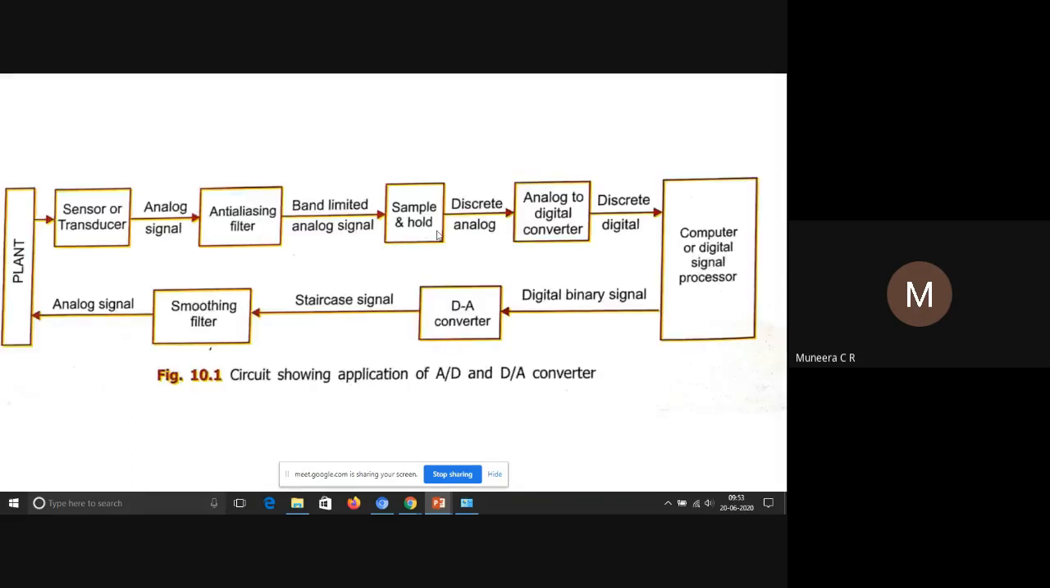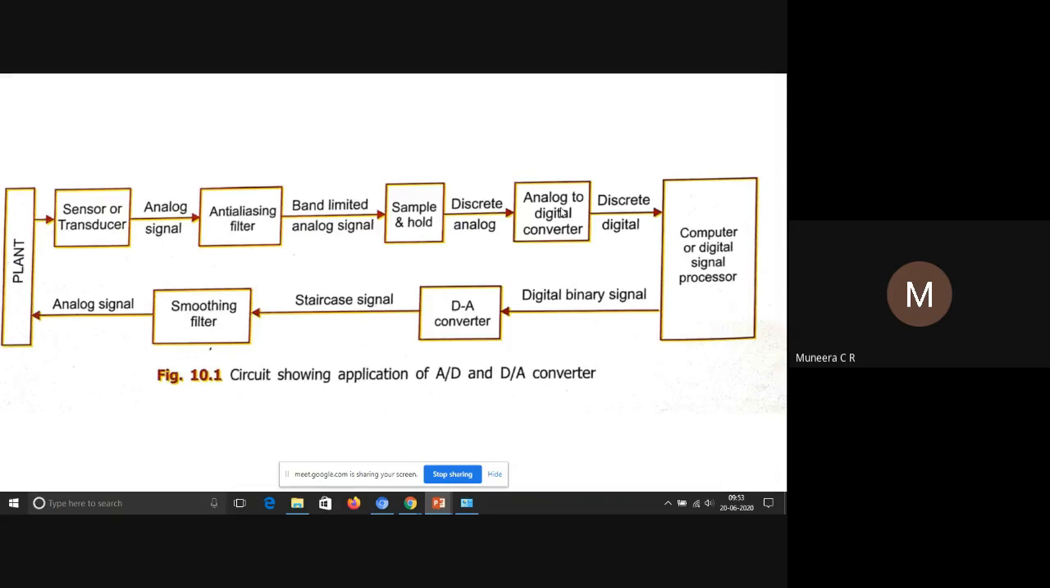Here is shown the digital processing system. Actually our available signal is an analog signal. So if there is a plant, by using a sensor or transducer, we have to convert it to an electrical analog signal, and it is passed through an anti-aliasing filter, and so the band limited analog signal is sampled and held for analog to digital conversion.